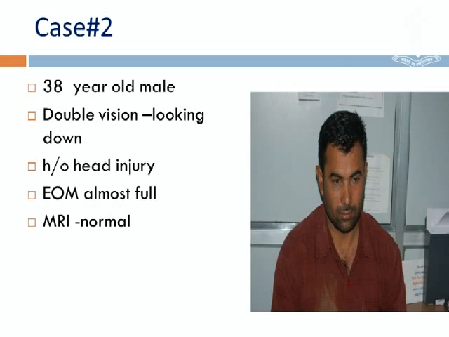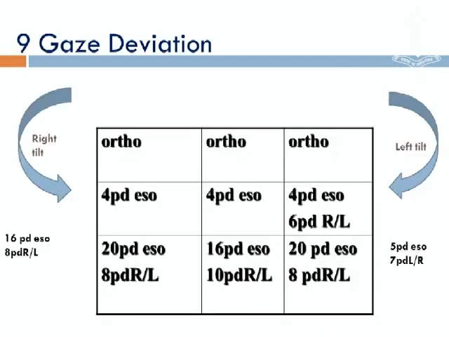Moving on to my second case, this is a 38-year-old male who presented with complaints of double vision on looking down. He had a history of head injury with almost normal extraocular movements. The MRI brain was absolutely normal. This was his prism. If you can see, he had hypertropia on right tilt also, and on left tilt also there was a hypertropia, but it was more on the right, worsening with the right side. So this was his line of gaze.